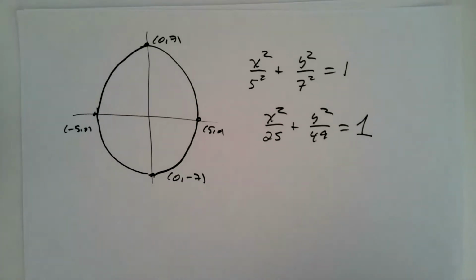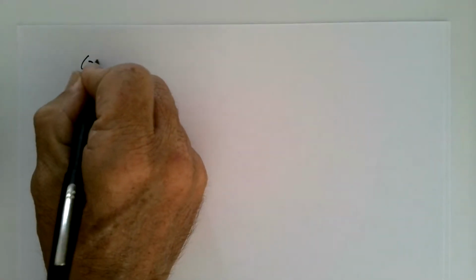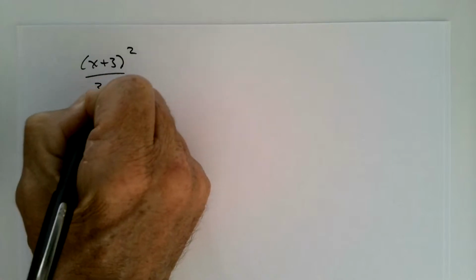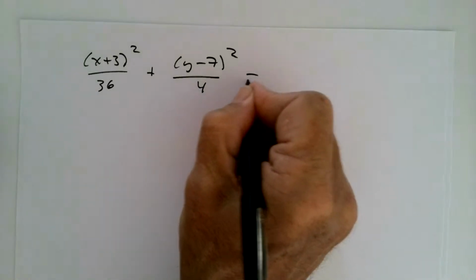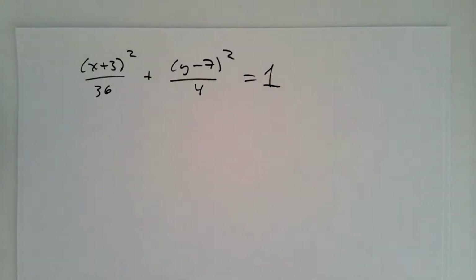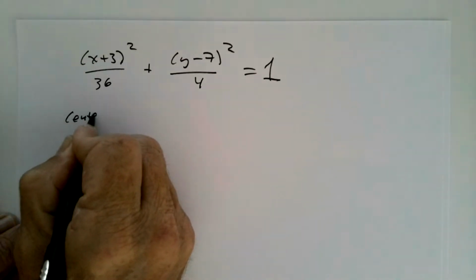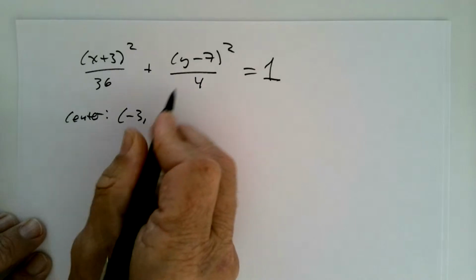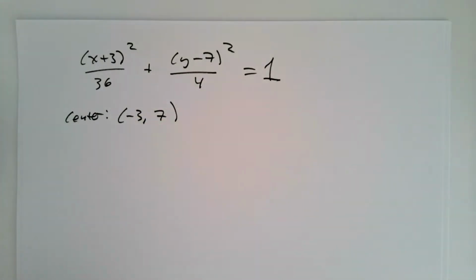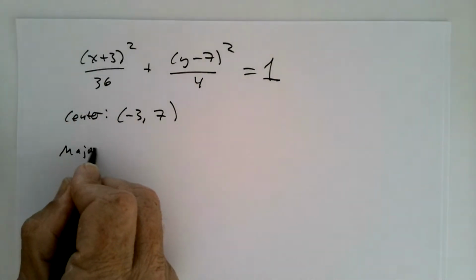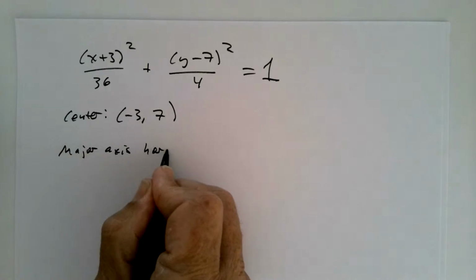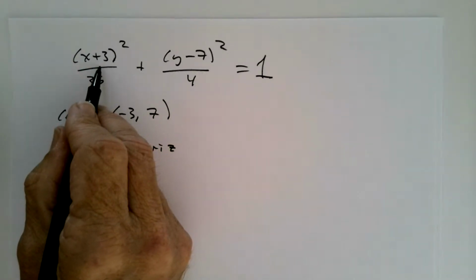So let's take a look at that. Major axis, minor axis, center. So we have x plus 3 squared over 36 plus y minus 7 squared over 4 equals 1. So the center: the x plus 3 means x is at negative 3, y minus 7 tells me y is at 7. So the span in the x direction, the major axis is in the x direction. Major axis horizontal. So I've got to move 6 away from the center in the horizontal direction.